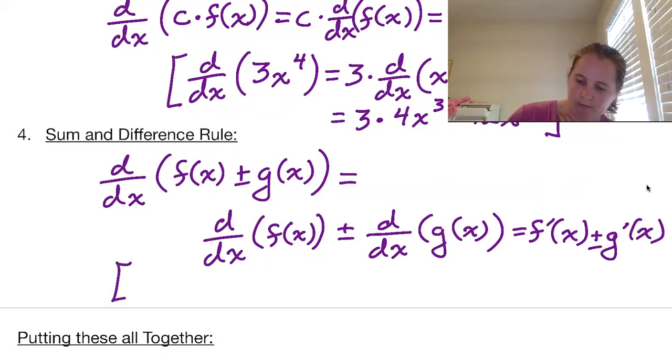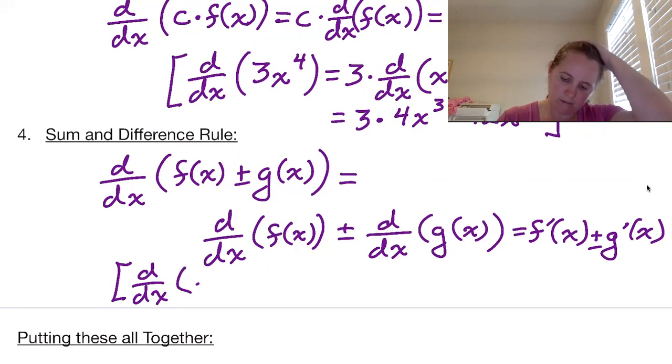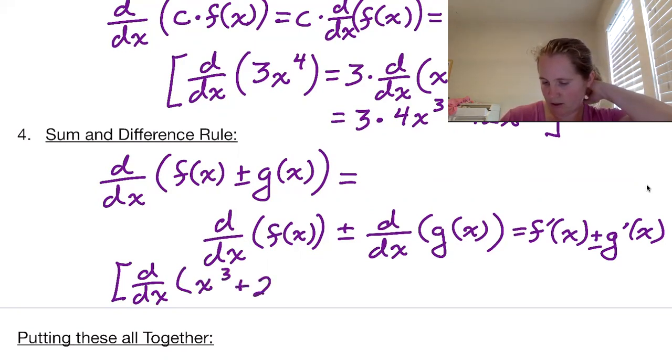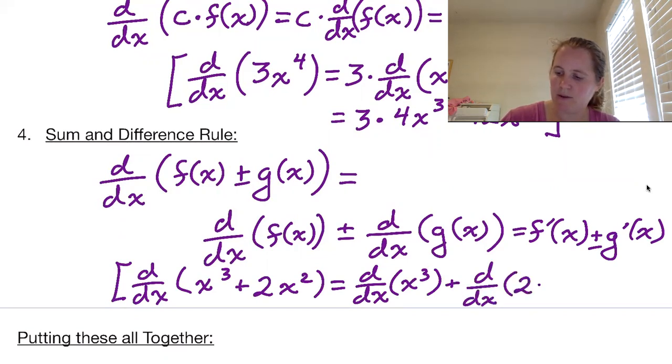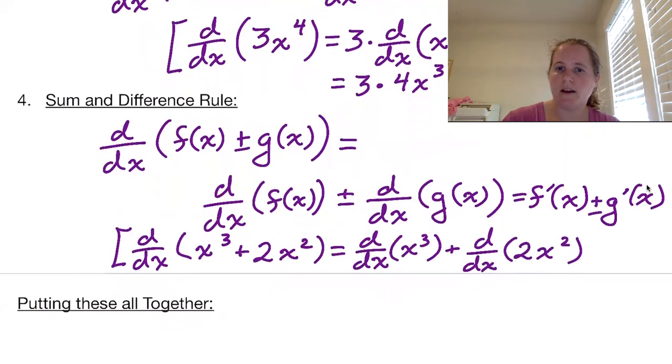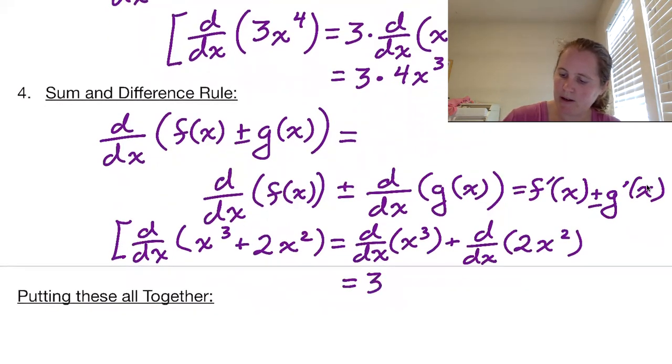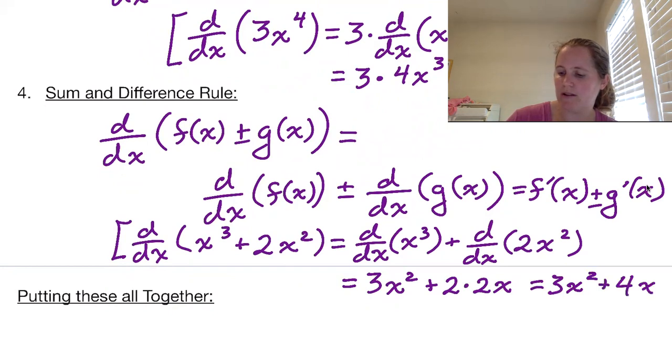So for example, if we wish to take the derivative of x cubed plus 2x squared, we could separate this and take the derivatives individually. So we could do the derivative of x cubed and then the derivative of 2x squared. And by the power rule, we would have 3x squared. And then if we pull down the 2, we would have 2 times 2x, or 3x squared plus 4x.